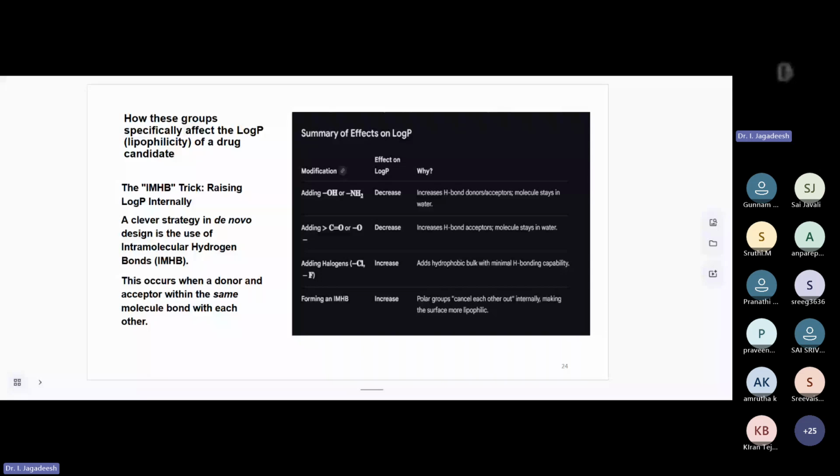Intramolecular hydrogen bond means, for example, you have a molecule which we made based on fragments at the different interaction sites and linkers. They contain hydrogen bond donors and also acceptors. So they can bond internally with an atom of their own molecule itself. That is called IMHB. This occurs when a donor and an acceptor within the same molecule bond with each other. When the pocket is big, we have linkers, and we can also have the short-path method. In all the cases, we tend to have these hydrogen bond donors and acceptors.